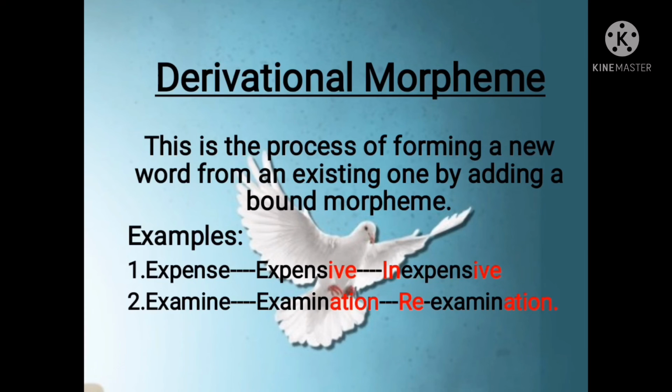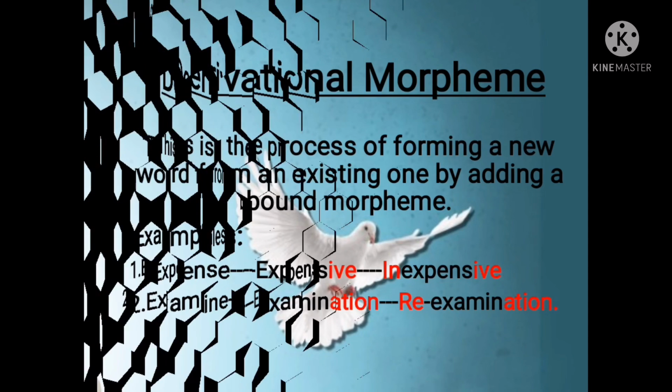Now, if you don't want examination, you want to change it again, you can say re-examination. You can see we've added re, which is a what? A bound morpheme. You understand? Very good.